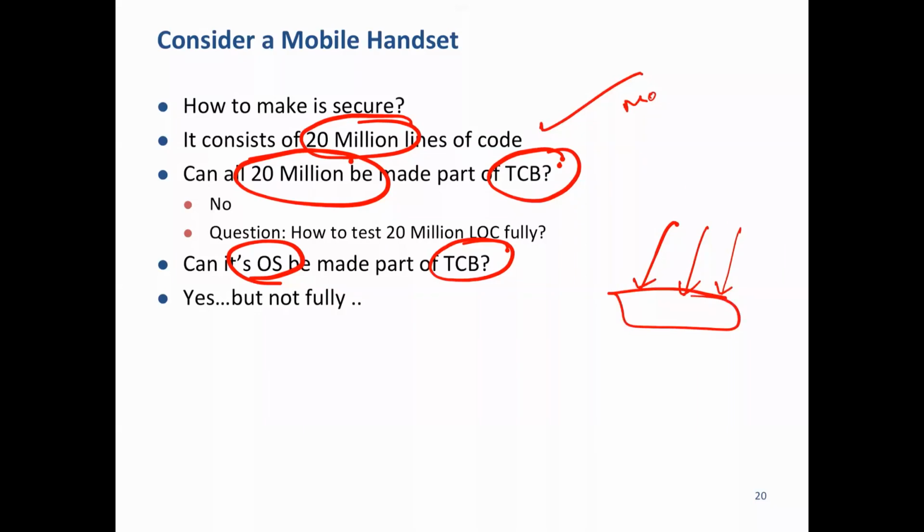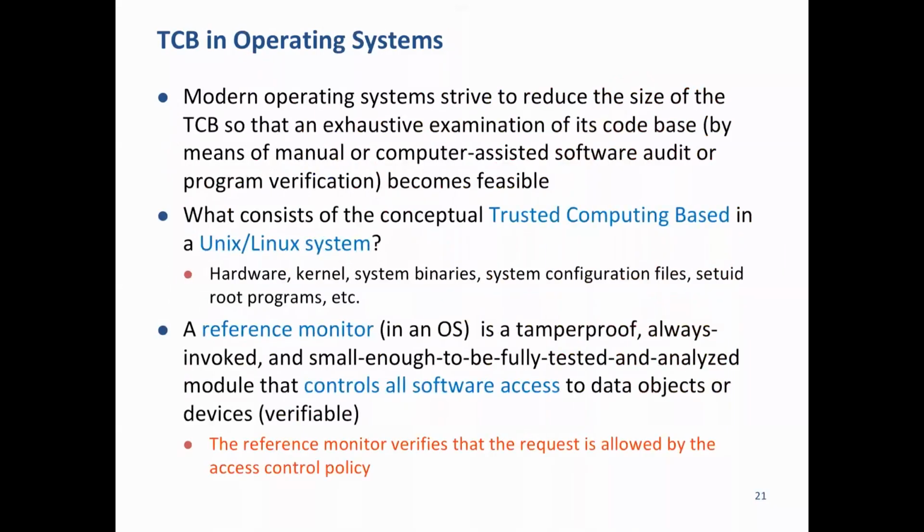Okay, all right. Please go through this by yourself. All right, I think we still have some time. Modern operating systems strive to reduce the size of the TCB. So obviously, in any system, we have to reduce the size of the TCB. Because if the overall system is this big, and the TCB is very small, then we can exhaustively test this TCB.